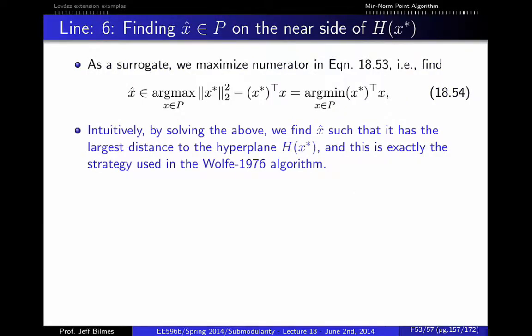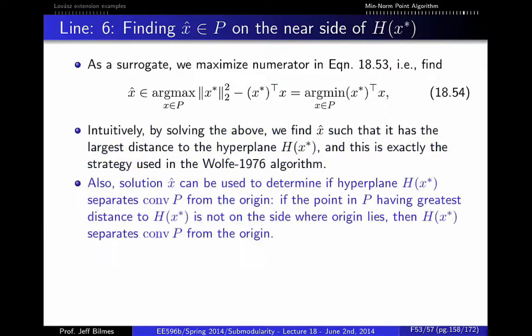So by solving this, equation 18.54, we're going to find the x hat that is, in some sense, the largest distance to the hyperplane. And what the Wolfe paper talks about is an attempt to do this. What Edmonds' greedy algorithm does is it gets us this for the submodular base. So Edmonds does exactly this, and this is again what Fujishige realized, which is really cool.